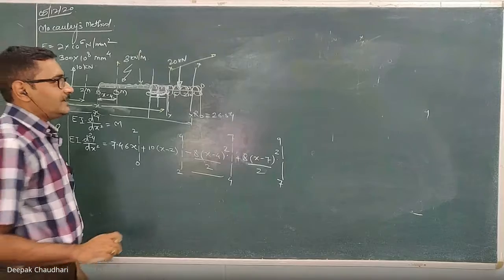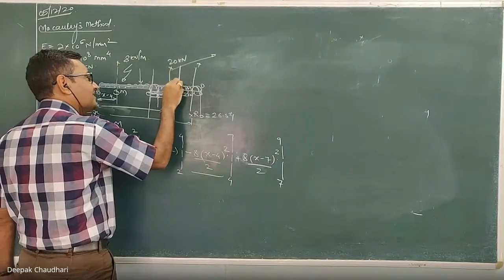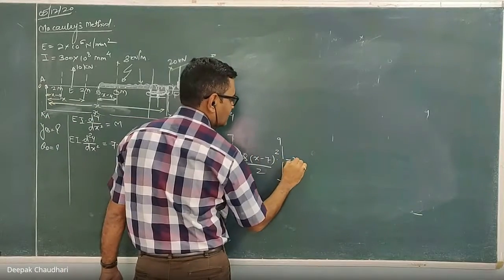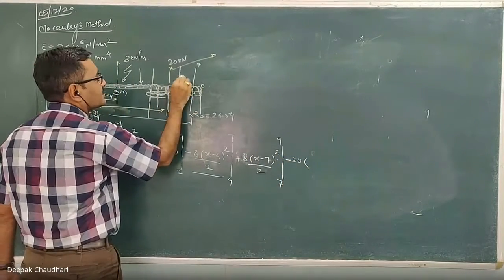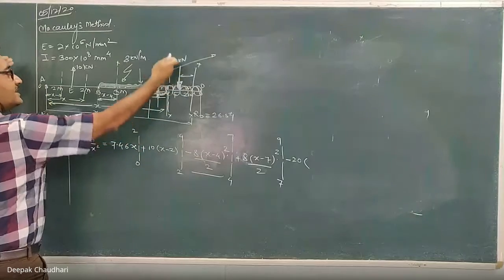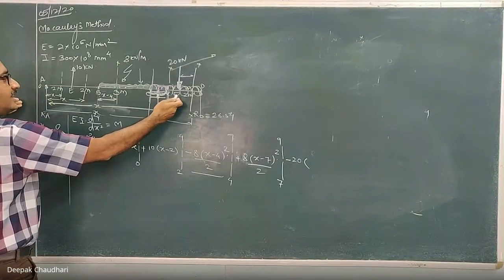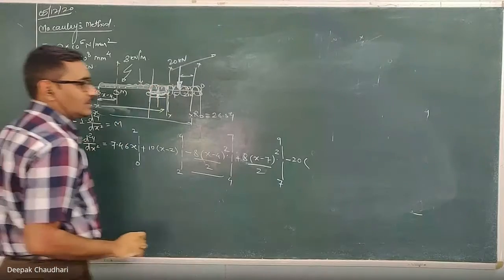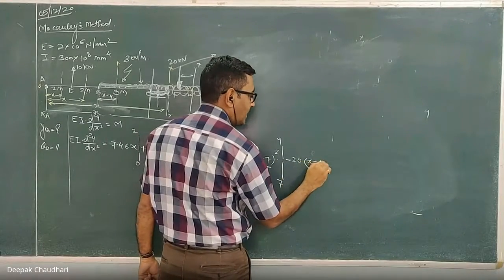Understood? Here, we only have to add the moment produced by this 20. It is hogging, so it is minus 20 into how much is the distance? It is X minus this distance. How much is that? It is 9, 2, 2, 3, and 2. Here it is 9. So it is X minus 9.